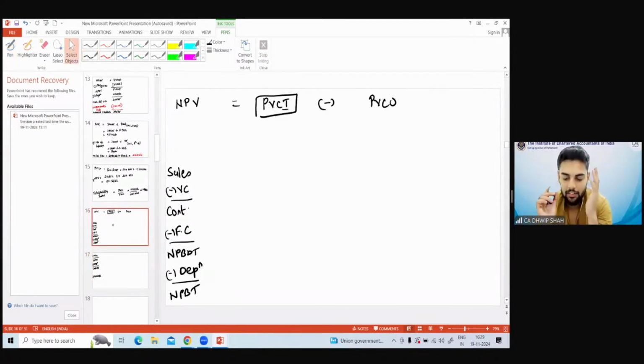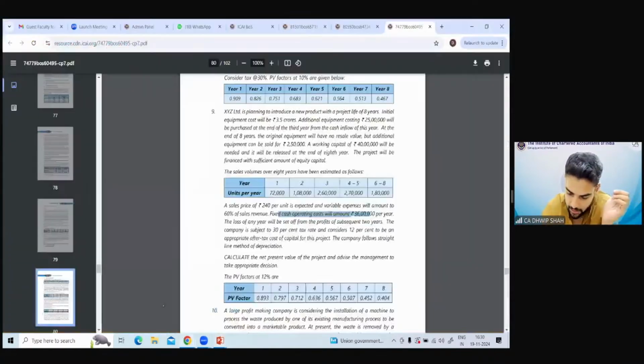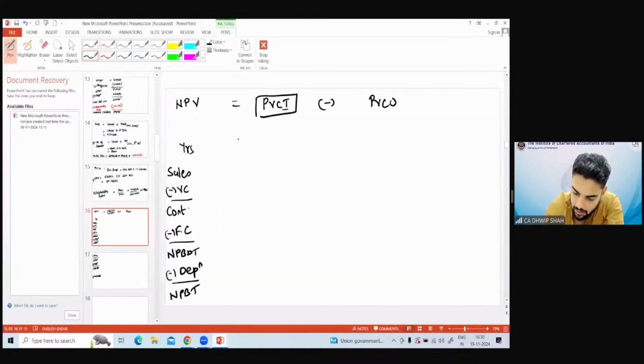Any doubts till here? I have just prepared the format and above I am writing the years. So year is 1, 2, 3, 4 to 5, 6 to 8. Any queries in the format, students? Can we proceed? Tell me, can we proceed? Okay.